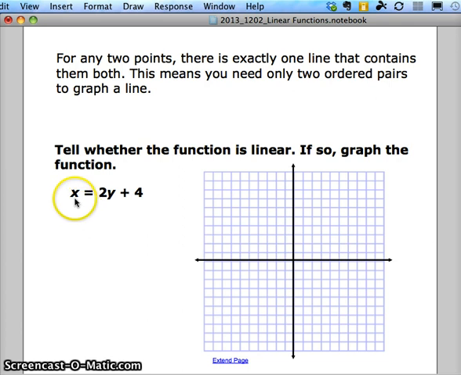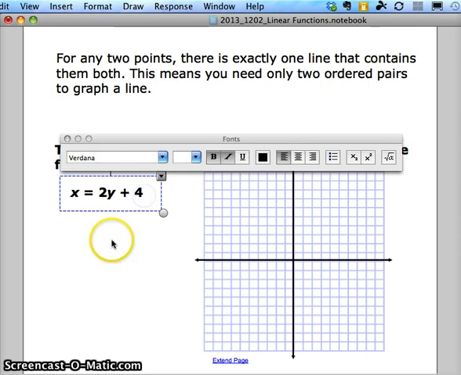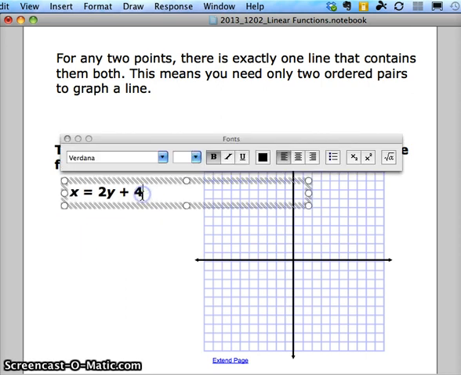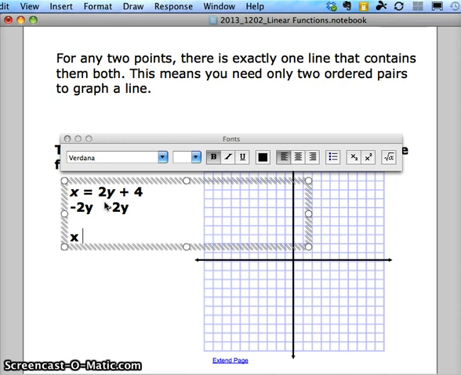Okay, welcome back. x equals 2y plus 4. That can be rewritten as, here, let's go through. If we subtract 2y from both sides, we are going to get x minus 2y equals 4. And this is in standard form. I can even rewrite this as x plus negative 2y equals 4. So this is in fact standard form.